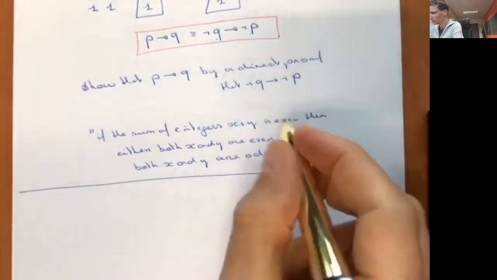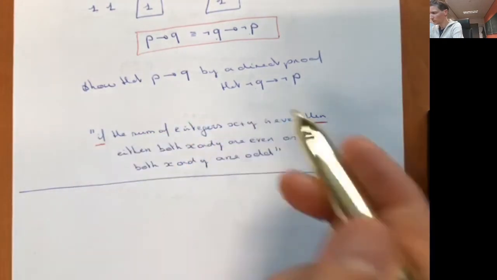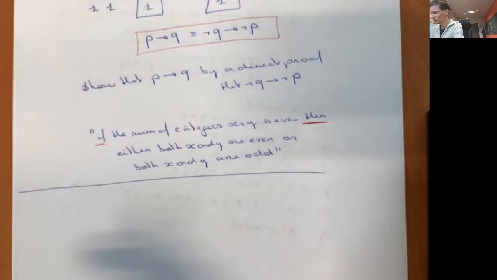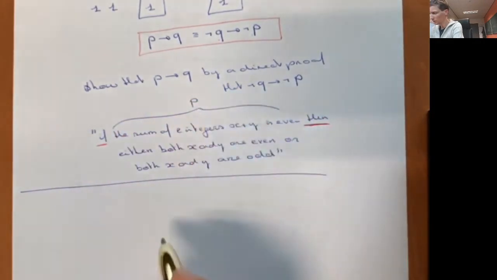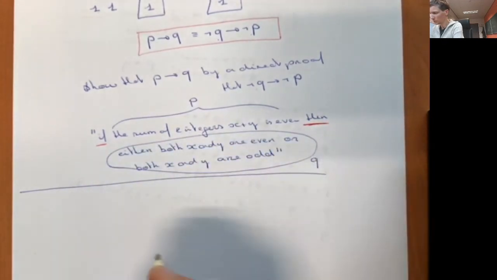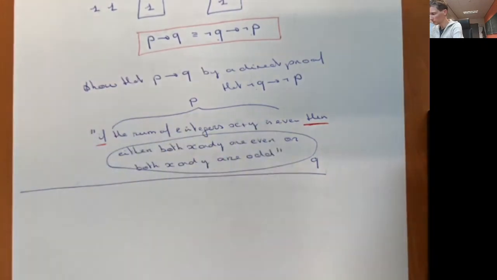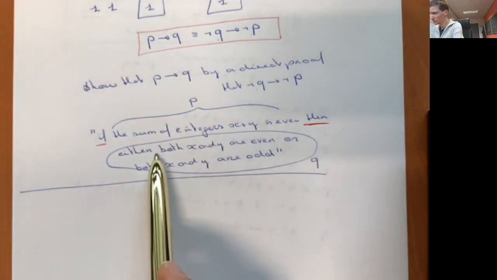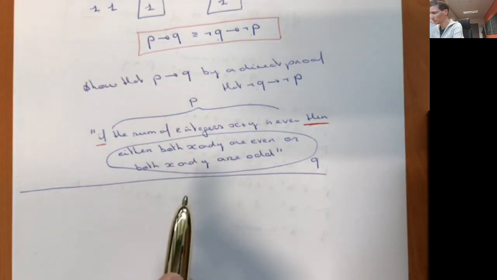So here we have an if-then, so this is the implication. Everything that's before the then is going to be my P, and this is going to be my Q. P is the sum of two integers x and y is even, and Q is that both x and y are even or both x and y are odd.